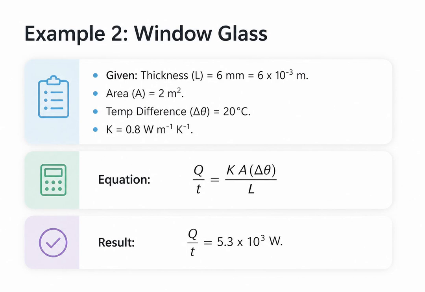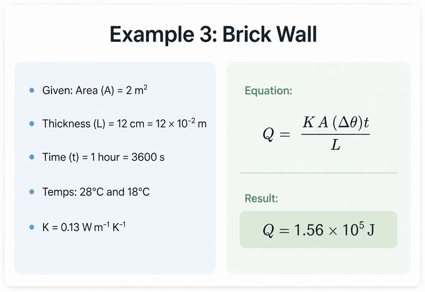In our second example, we want to find the rate of heat loss through a glass window. The glass is 6 millimeters thick with an area of 2 square meters. The temperature difference is 20 degrees, and the thermal conductivity of glass is 0.8. Plugging these values into our rate equation, we calculate a heat loss rate of 5.3 times 10 to the power of 3 watts.